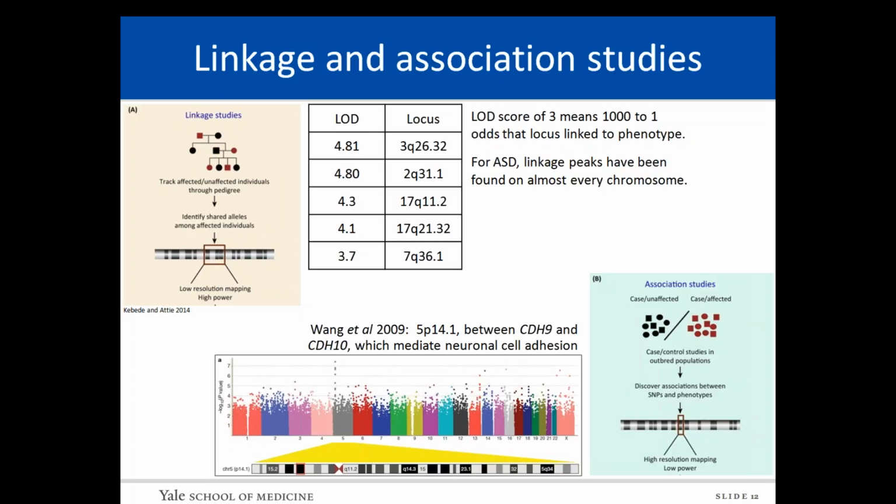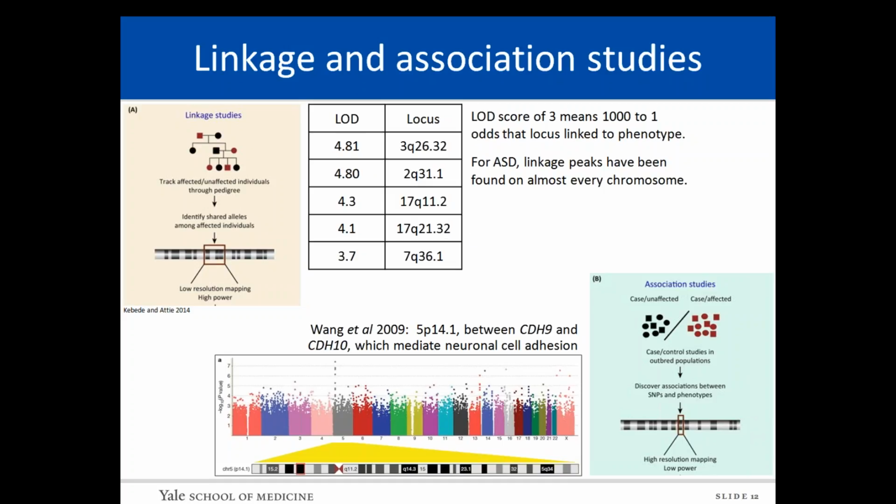If you pick up one of these linkage papers, you find a statistic called a LOD score, or logarithm of the odds score. For example, a LOD score of 3 means that there's 1,000 to 1 odds that the locus or chromosomal region is linked to the phenotype under study. For autism, linkage peaks have been found on pretty much every chromosome, and here is a summary. For example, significant LOD scores have been found on the short arm of chromosome 3, and on chromosomes 2, 17, and 7.